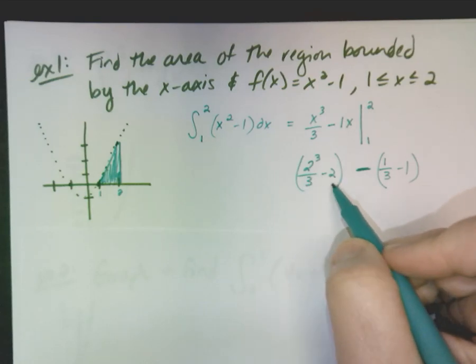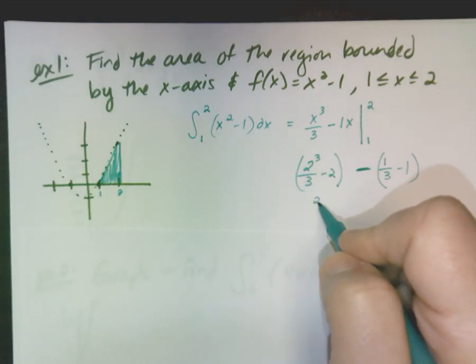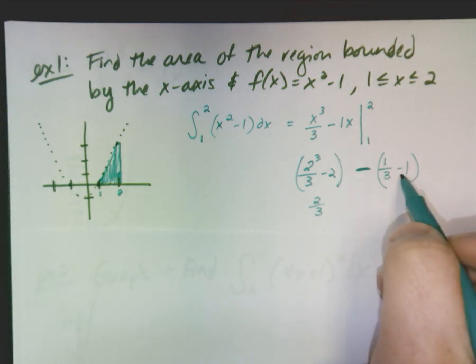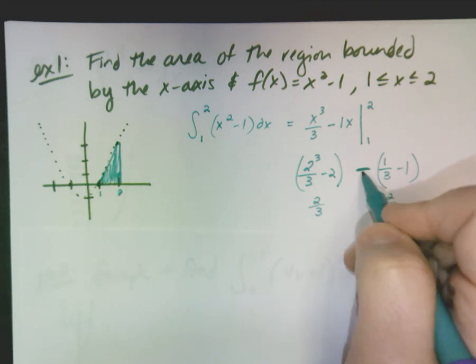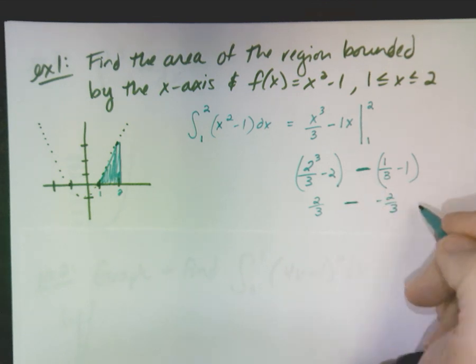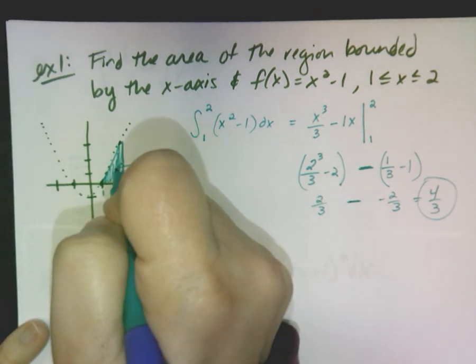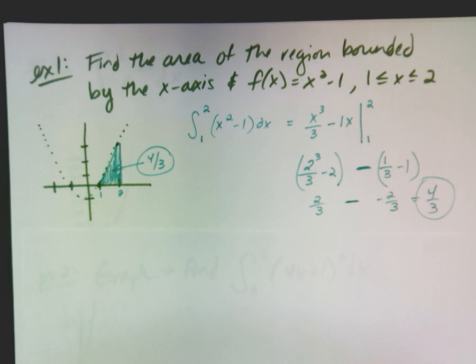Well, this is 8/3 minus 2. 8/3 minus 2 is 2/3, I believe. 1/3 minus 1 is negative 2/3. And then you subtract them, which really means you add them. So this is 4/3. That area right there is 4/3.